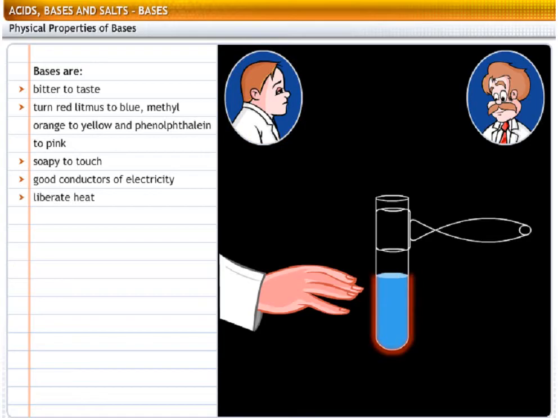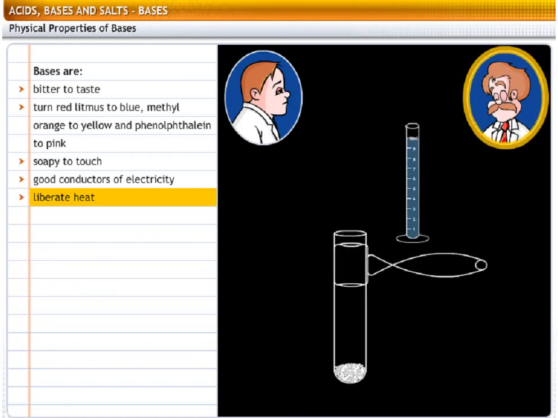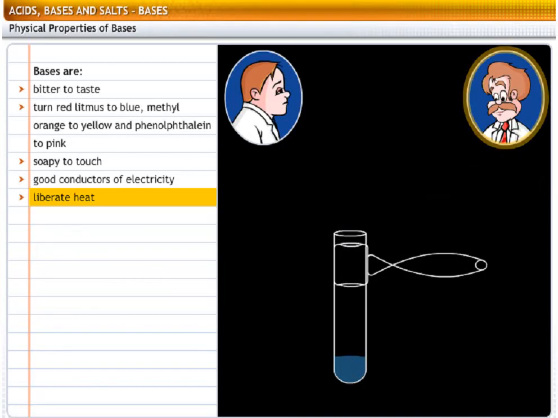Ouch! It's hot! When bases are diluted with water, they give out heat. Let's look at this experiment. We take 5 grams of sodium hydroxide pellets in a test tube. To this, we add 10 milliliters of water slowly by stirring. On diluting with water, some heat is released, due to which the test tube becomes warm.